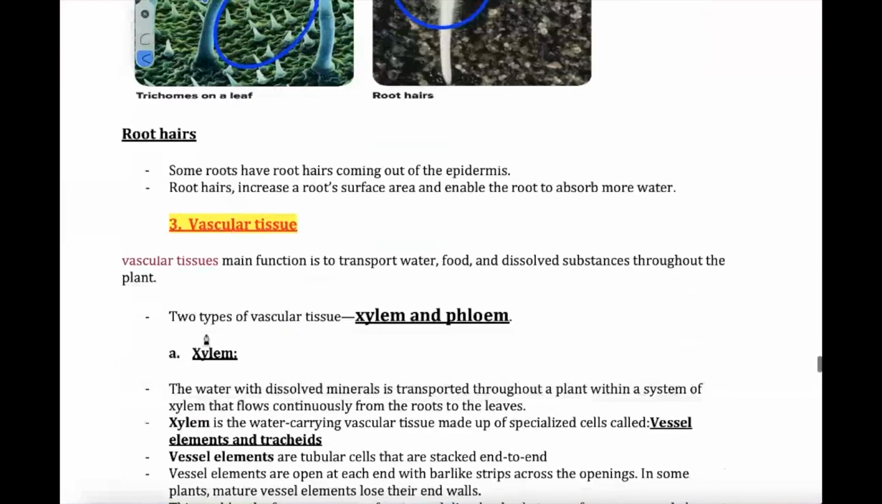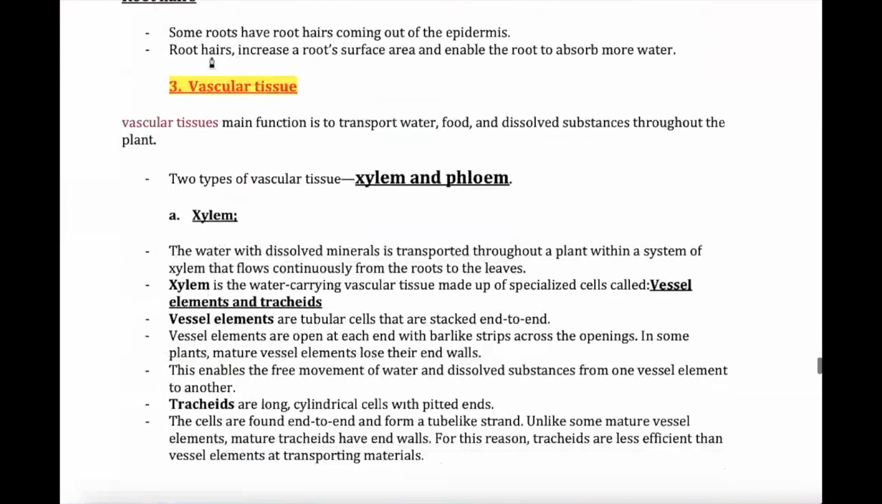Root hairs. We did it. The function of the root hair is to increase the surface area of the root, so they are able to absorb more and more water from the soil. Vascular tissue, boys, is very important, which helps for the transport of water and food.